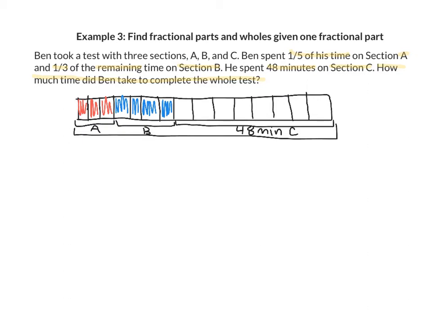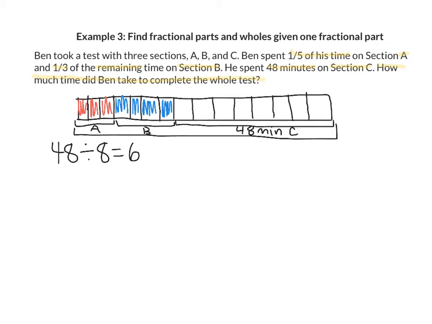If we count how many units we have left in our remainder for section C, we have 1, 2, 3, 4, 5, 6, 7, 8. So we have 8 units, and that equals 48 minutes. We can use that information to help us figure out how many minutes are equal to 1 unit of our model by doing 48 divided by 8. And 48 divided by 8 equals 6. So that means each unit in our model is equal to 6.